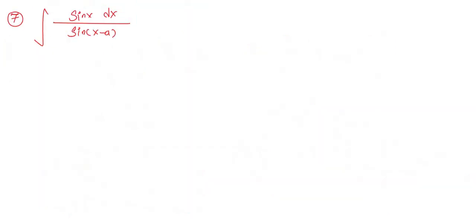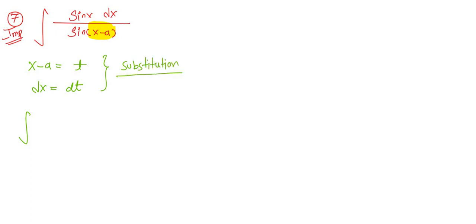Now next question. This is a very good and important question for 2 markers in the exam. So what can we do here? Focus here, x minus a. Can I take x minus a as t? So what will be the derivative? So dx is dt. Is it fine? Perfect. So whenever we have substitution in my question, this method is called the substitution method. In substitution, the entire question should convert into t.